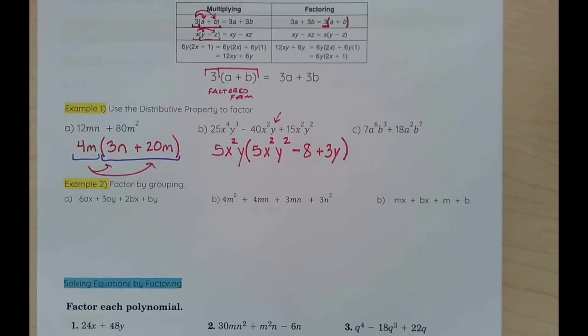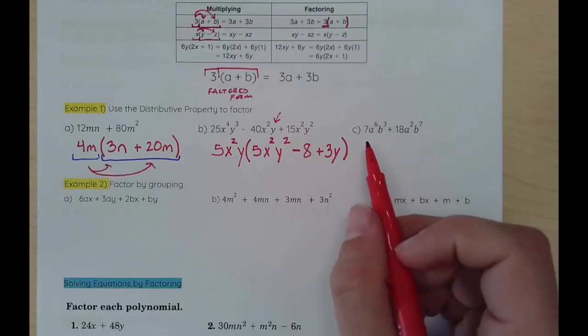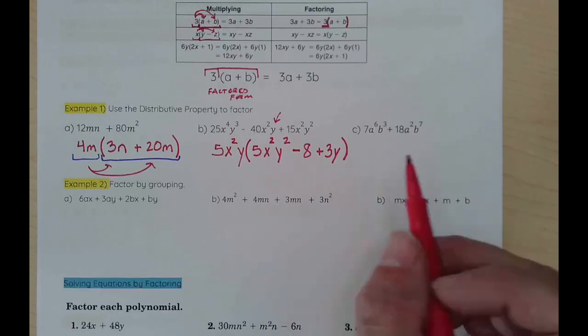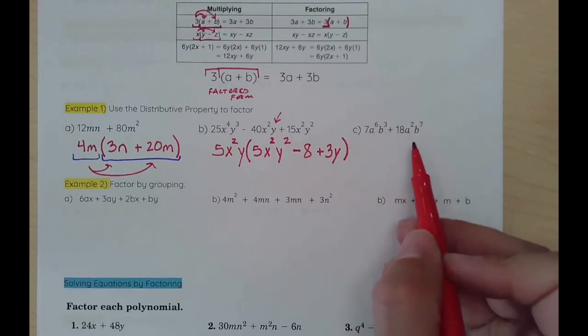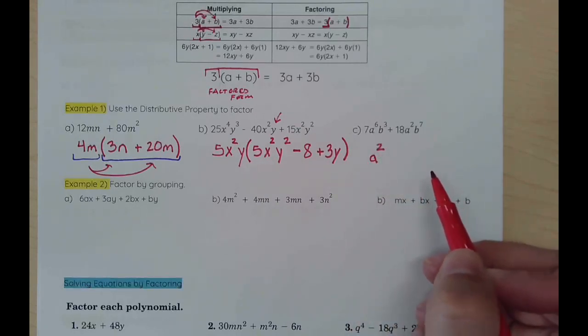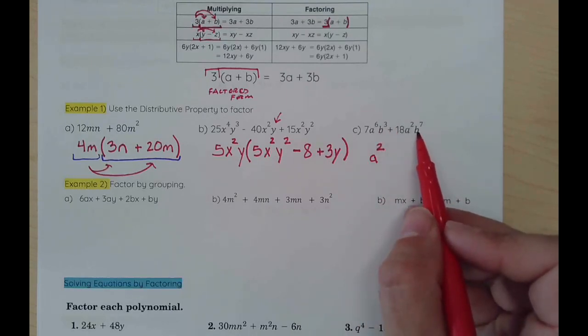C, 7 and 18. I don't have a number I can factor out of both. So I'm going to move on to my a. a to the sixth, a to the second. So I can factor out an a to the second. For the b, I can pull a b to the third and a b to the third. So I got b to the third.